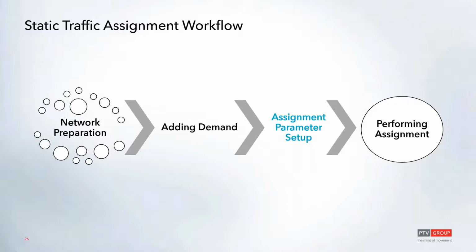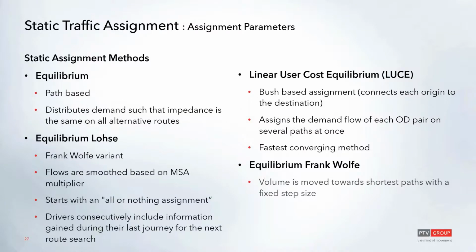All right, so now we have our network and our demand. Now it's time to take a look at the different static traffic assignments. There are quite a few options here. We have a lot of different equilibrium options. The default one is this plain equilibrium one up at the top. This is a path-based equilibrium assignment that's going to distribute the demand and try to equalize the impedance across all of the alternative routes between those origin-destination pairs.